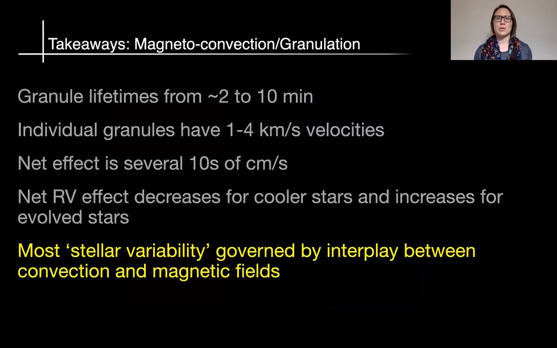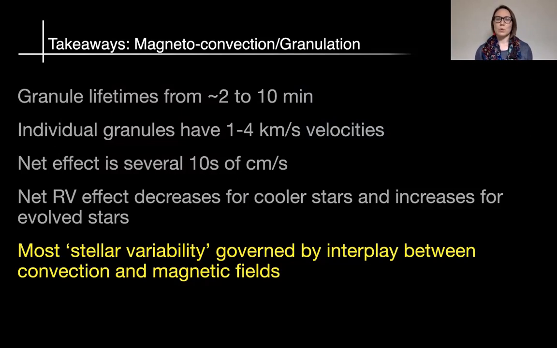So the takeaways when it comes to convection and granulation is that individual lifetimes are a few minutes, maybe up to 10 minutes, depending on which star you're looking at. Individual granules move at a few kilometers per second velocities, but a lot of this up and down motion cancels out, so you have a net effect of several tens of centimeters per second. For the sun, it's probably close to 40 or 50 centimeters per second. And this net radial velocity effect decreases for cooler stars and increases for hotter stars and for evolved stars.